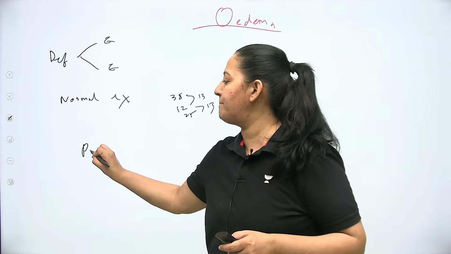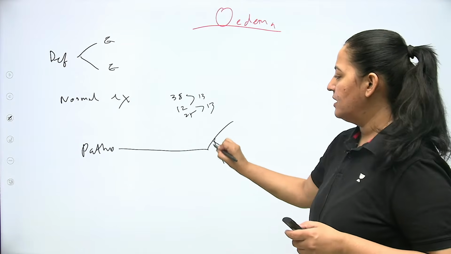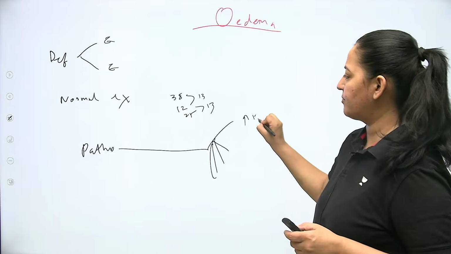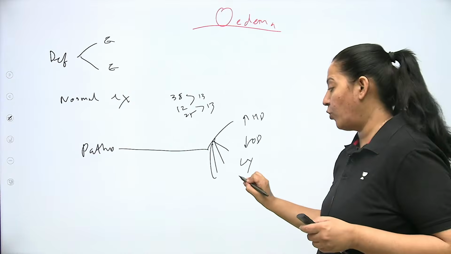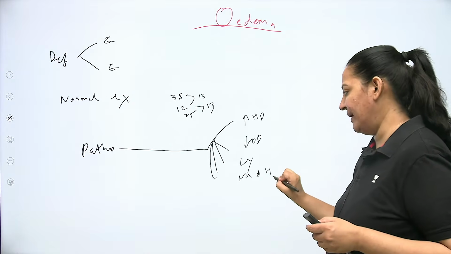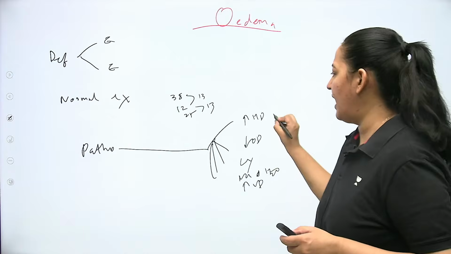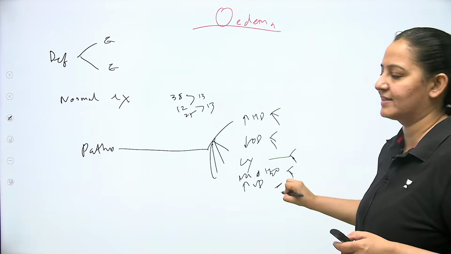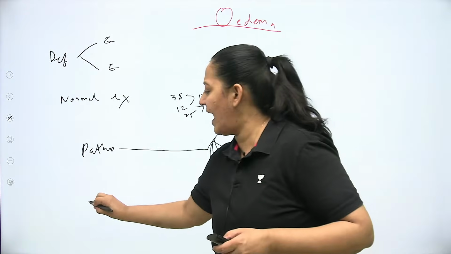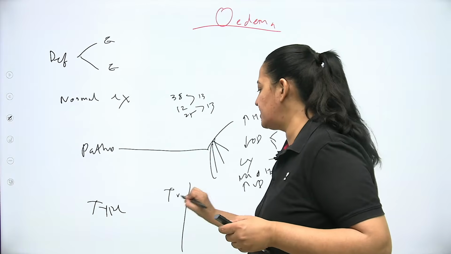After that, I will explain the pathogenesis of the edema, that is the 5 causes: increased hydrostatic pressure, decreased oncotic pressure, lymphatic obstruction, sodium and water retention by the kidney, and inflammation, that is increased vascular permeability. For each of them, I will give multiple examples. I have already given you the examples and explained them. Not only this, in the end, I will write the types of the edema. I will draw a table between transudate and exudate.